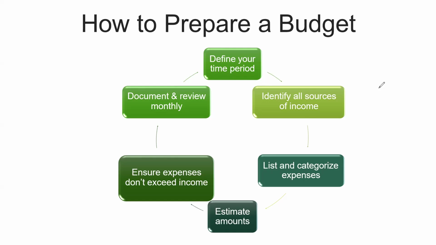Now, maybe you have some savings that you want to start with. Maybe you can take a loan from the bank, if you have reached the stage where you are eligible for a loan, or maybe from friends or family. So you identify all the sources of income. Then you list and categorize the expenses.